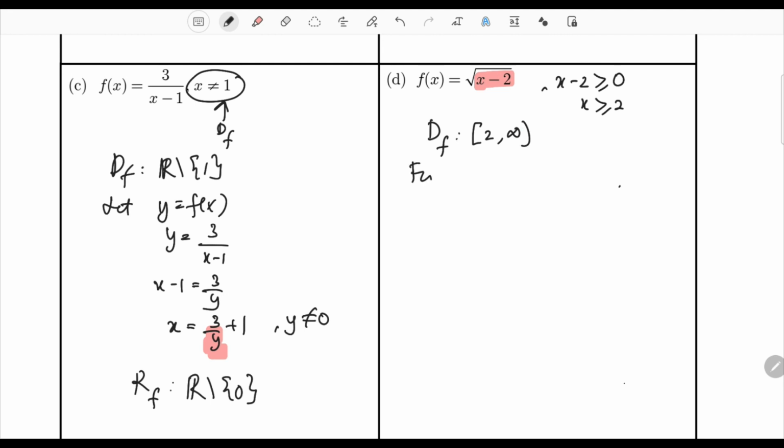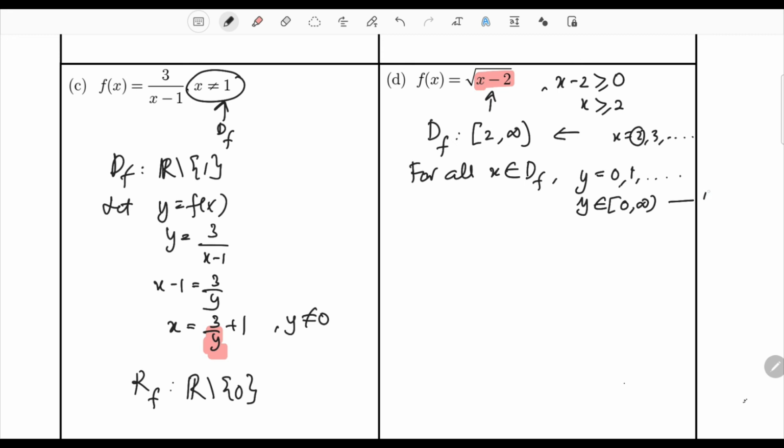Next, for all x elements of the domain, what are the possible values of y? If the domain is 2 to infinity, meaning your x will be 2, 3, 4, 5, etc. If x is 2, you substitute into the equation and you get y to be 0, 1. If you substitute 4, you get square root of 2, etc. So y will be elements from 0 to infinity. So this is number 1.